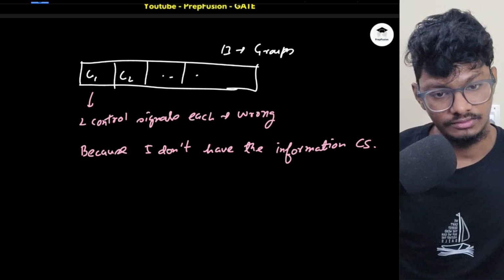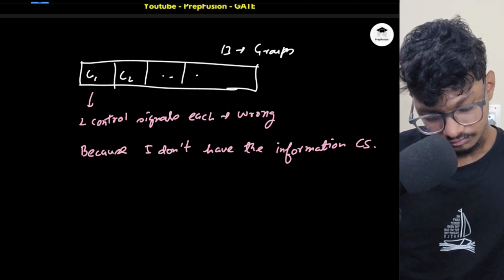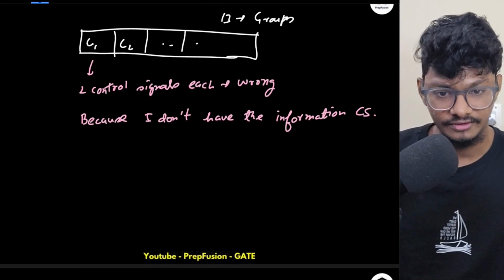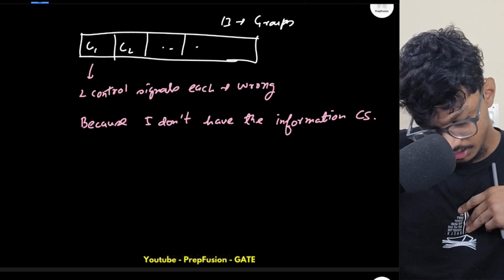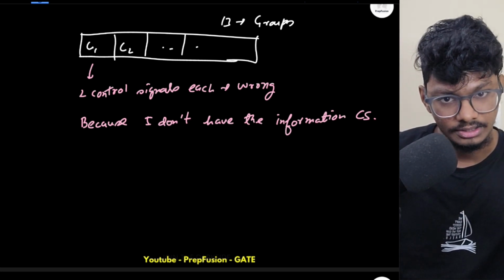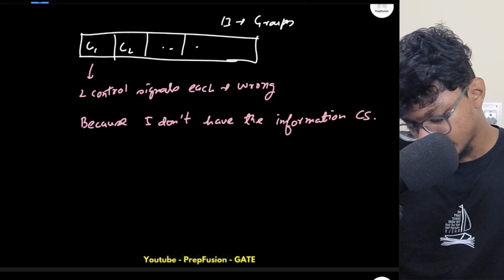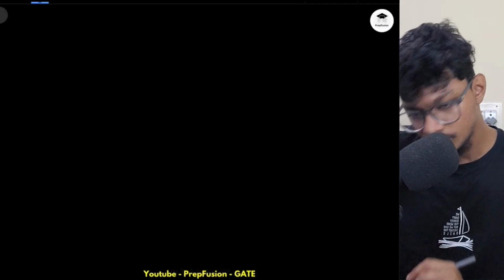So I don't have that information. Now, if I don't have that information, what thought process can I follow? First thing I can do is choose the minimum, right? I cannot choose a single group. What I can do is choose two groups.